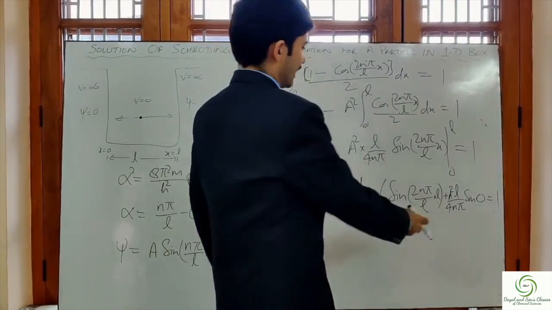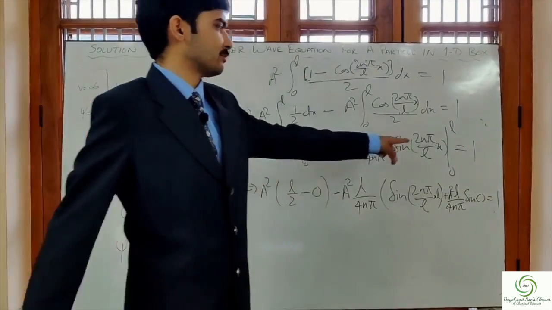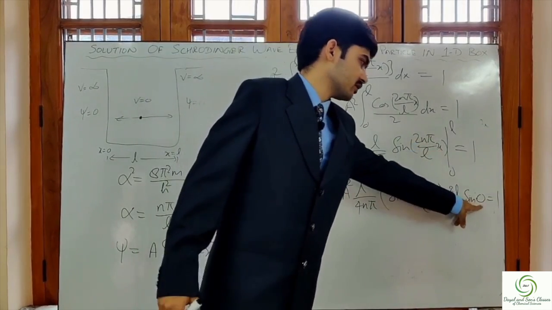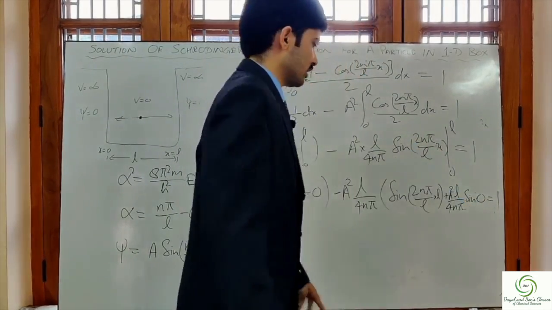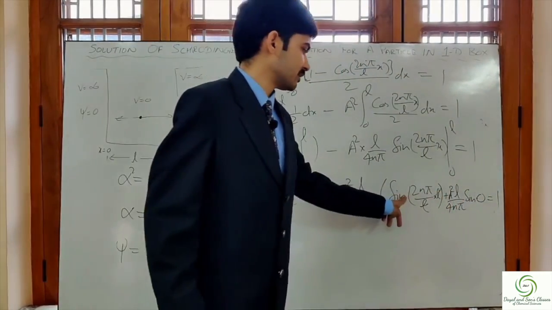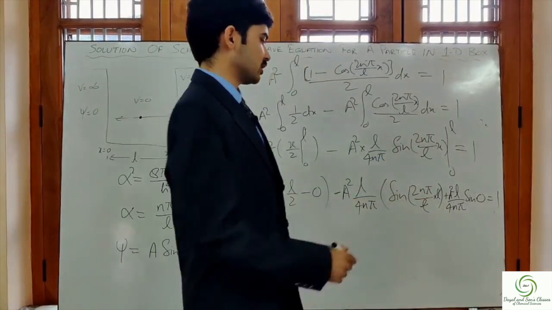Now, why have I written 0 here? The lower limit is 0. When I put 0 for x and multiply this with 0, we get 0, so I have written directly sine 0. Now we know sine 0 is 0. L and L cancel here. What I am left with is sine 2 n pi. Sine 2 n pi is also 0.